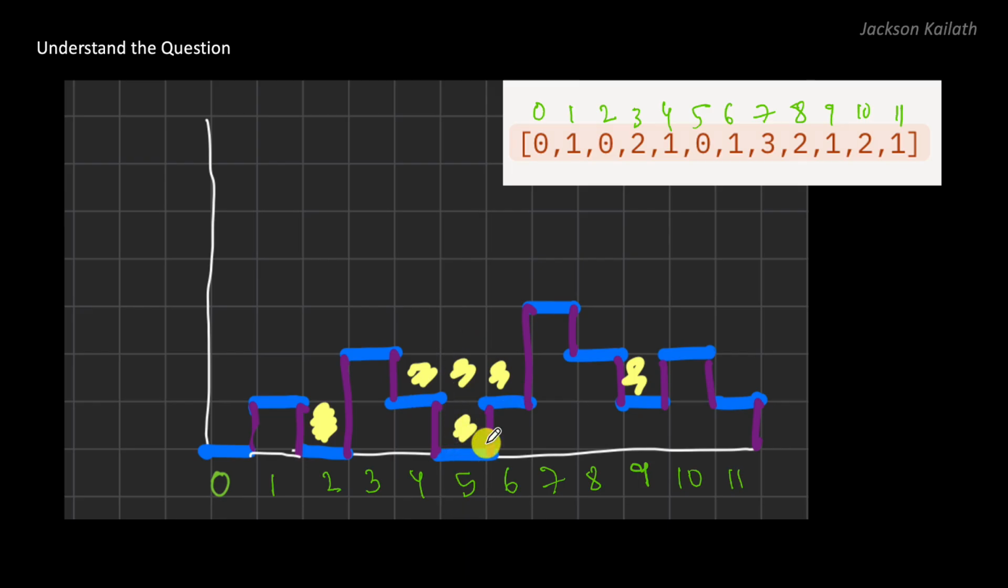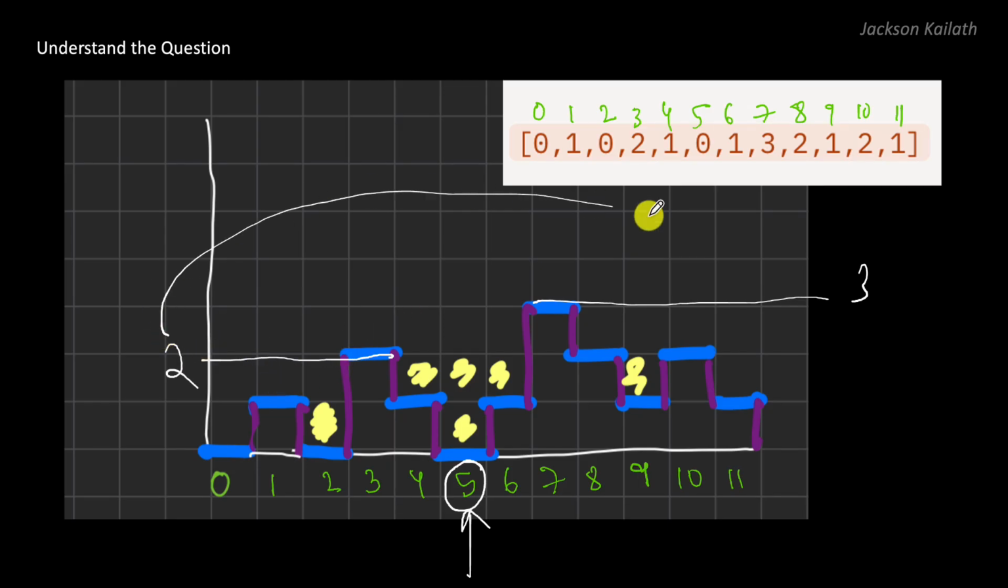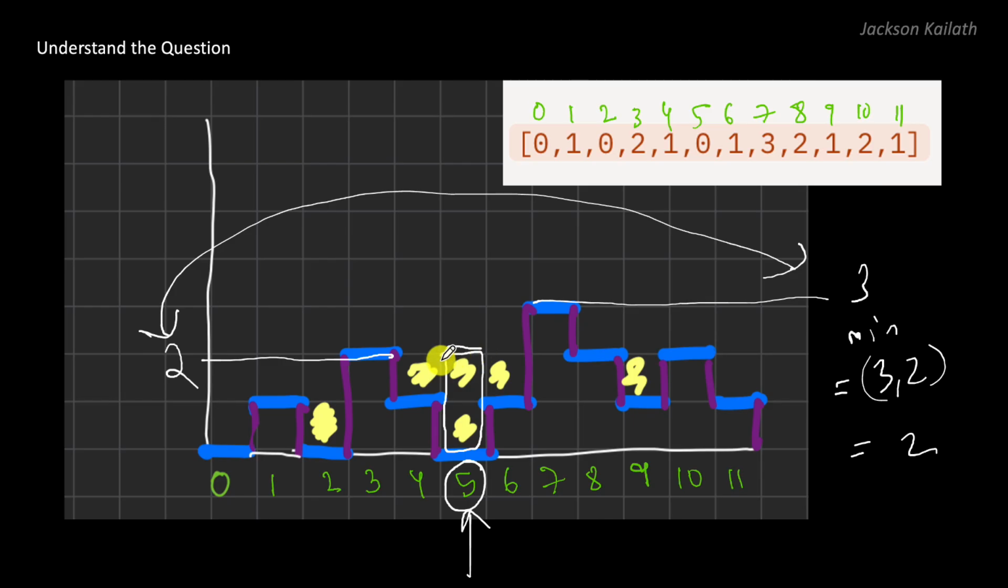So what we would need to do is identify for every position the maximum to the left and the right. So for example, at index 5, the maximum to the left is 2. You can see that that's over here. The maximum to the right is 3, which is over here. Now we would have to take the minimum between these two, which in this case is the minimum between 3 and 2, which is equal to 2. And you can see that, yes, that makes sense. We are able to store, in fact, 2 units of water.